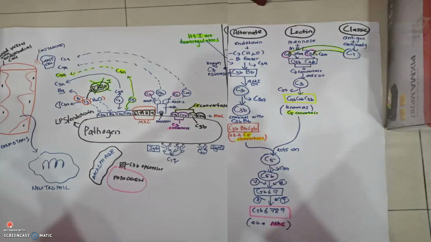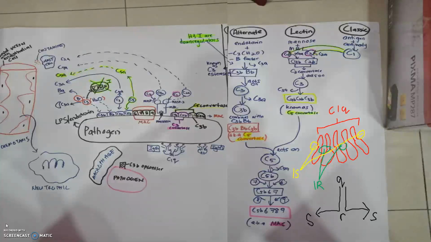Once these antibodies are connected to the antigen on the surface of the pathogen, this will eventually activate C1. As you can see here, the antigen-antibody complex will activate C1, and C1 will eventually activate C2 and C4. After that, the pathway is all the same. So first of all, let's look at C1.